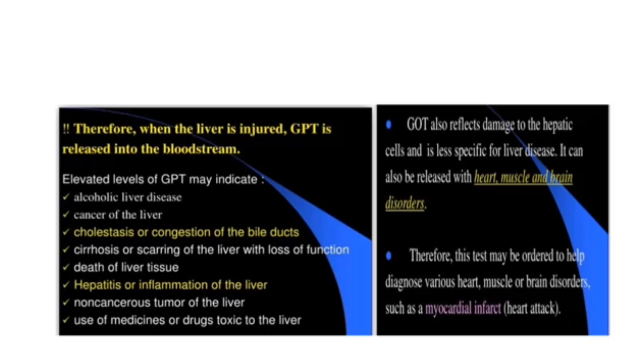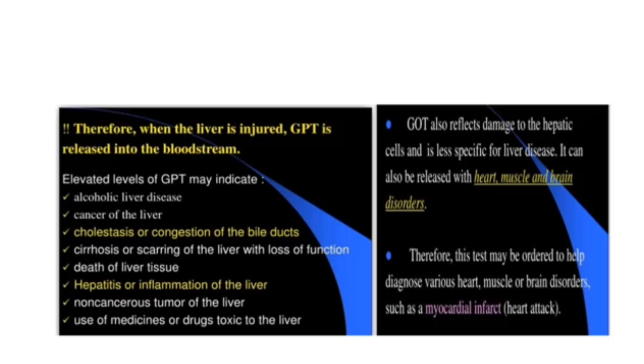Please take note. GPT is the same thing as ALT. Some people call it GPT, some people call it ALT. So for this class, just know that the GPT we are talking about here is the same thing as ALT, alanine transaminase. So an elevated level of GPT indicates alcoholic liver disease and cancer of the liver. Once there is any problem that affects the liver tissue, the GPT level will increase. That's the ALT level will increase. So every disease associated with the liver will cause an increase in GPT.